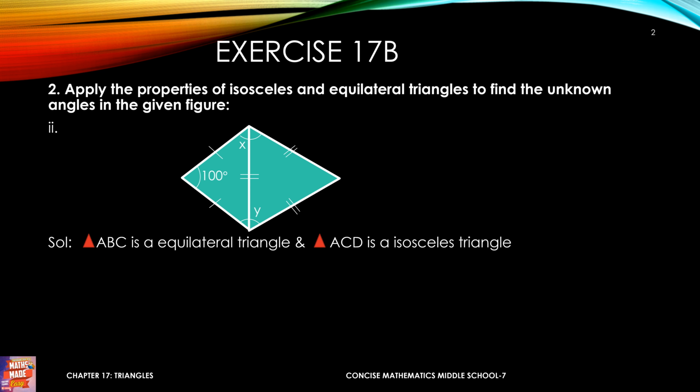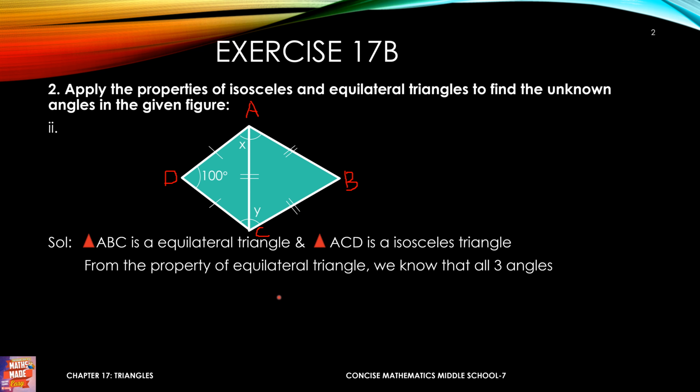A, B, C. I am going to consider the vertices A, B, C. This is an equilateral triangle, and similarly you are going to consider this vertex as D. That is, A, C, D is an isosceles triangle. A, C, D. This triangle is an isosceles triangle, right? Now, from the property of isosceles triangle, we know two sides are equal.